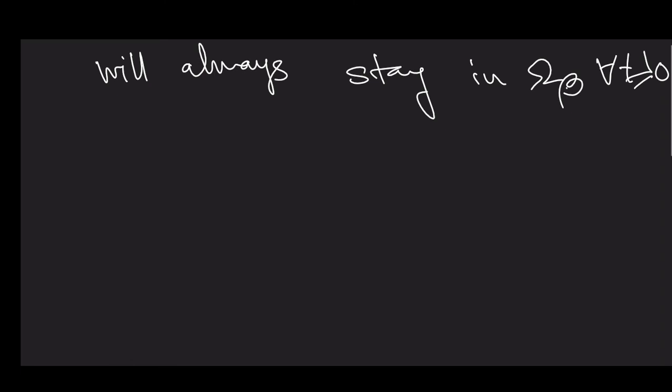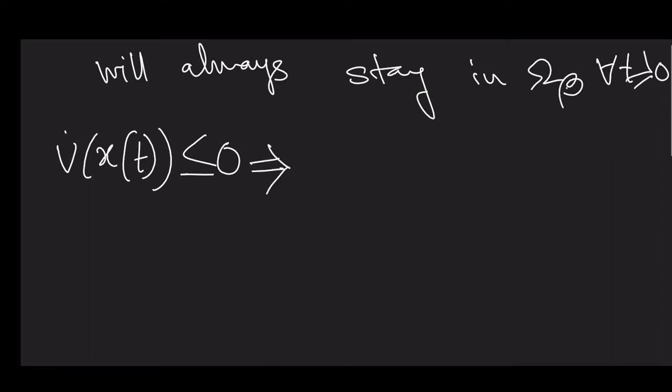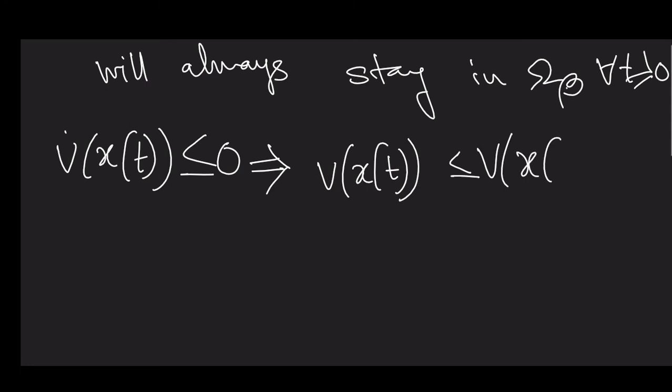Now, how am I so sure that all the trajectories must be confined within this region omega beta? Because I have not yet forgotten that statement V dot x(t) is less than or equal to 0, and that implies, see the beauty, V(x(t)) is less than or equal to V(x0) for all t greater than 0.